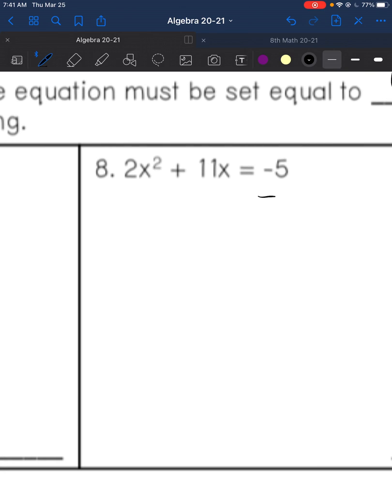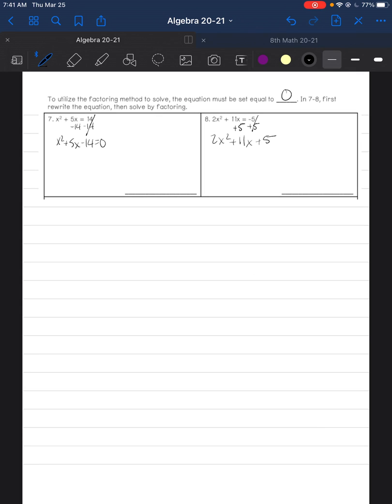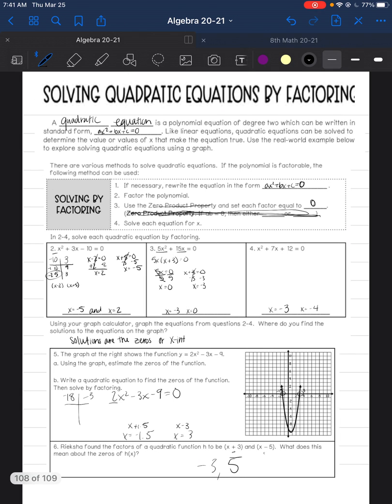On this equation, we add 5, because that cancels out here. So plus 5 here, because whatever you do to one side, you have to do to the other side. So 2x squared plus 11x plus 5. That is how to factor when solving quadratic equations by factoring.